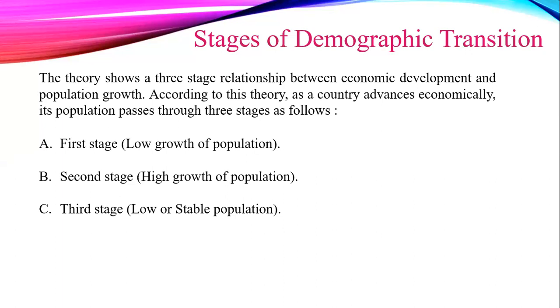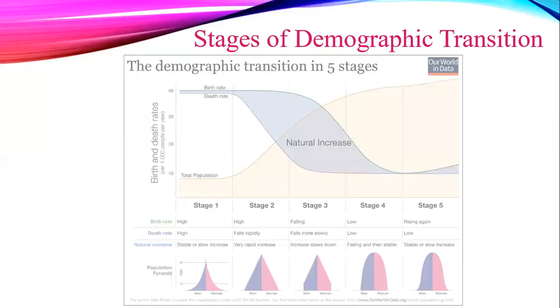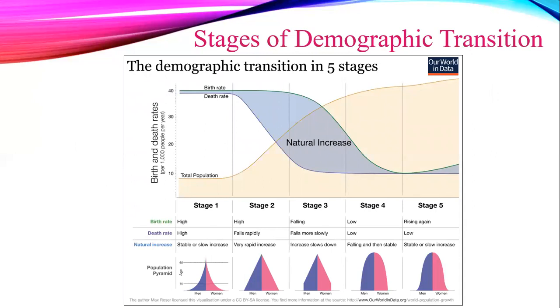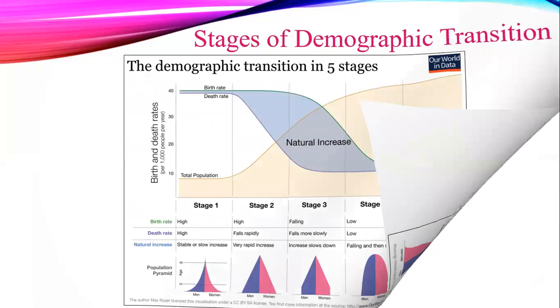Okay, students, now let us see the next part. We can see the diagram, see the figure. The demographic transition in 5 stages: stage 1, stage 2, stage 3, stage 4, and stage 5. Now, next part, birth rate and death rate in India.